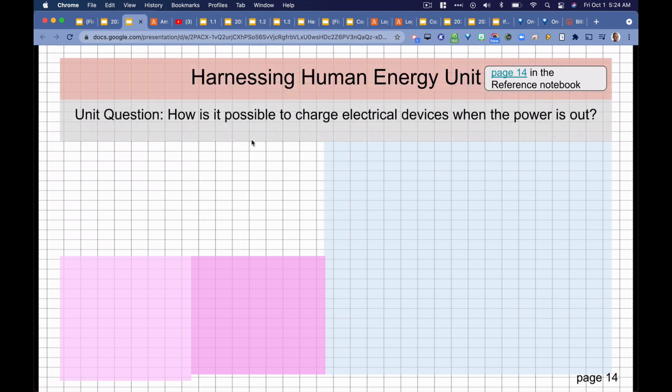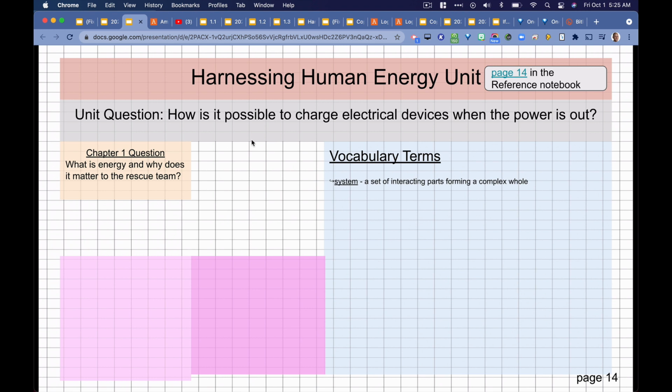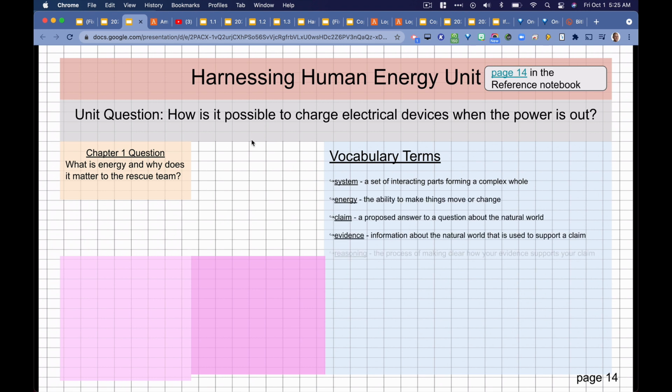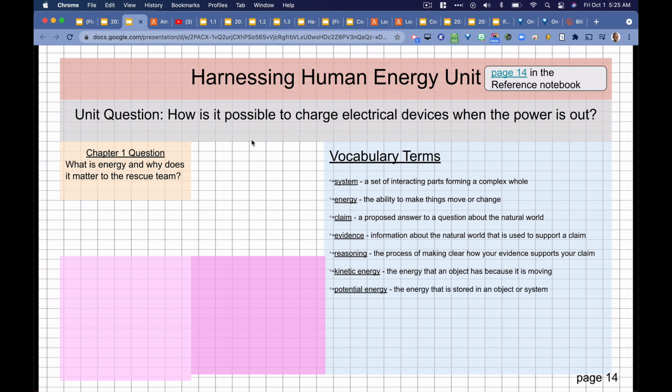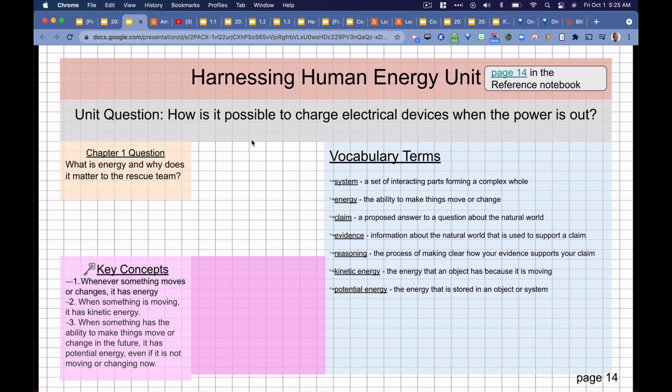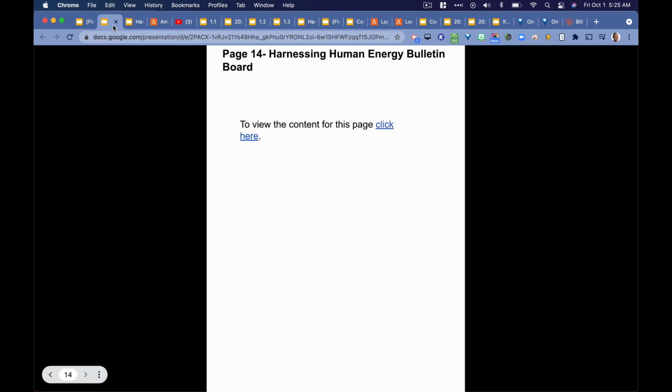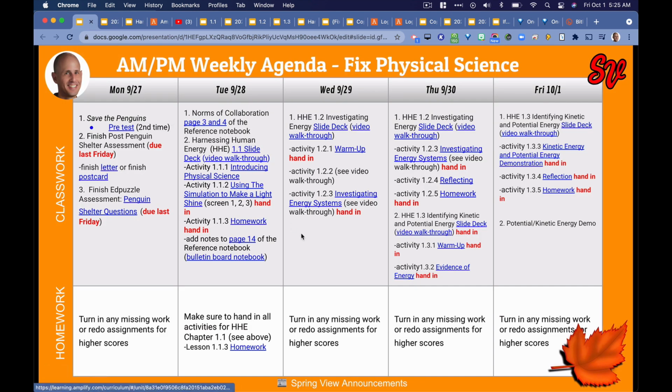This is what we've learned this week so far and add to the bulletin board notebook. The unit question is, how is it possible to charge electrical devices when power is out? We also ask this chapter 1 question, what is energy and why does it matter to the rescue team? The vocabulary terms system, energy, claim, evidence, reasoning, kinetic energy, and potential energy were all added there, and key concepts 1, 2, and 3 were added to the bulletin board notebook. That's page 14 of the reference notebook, and that link is really important as well.